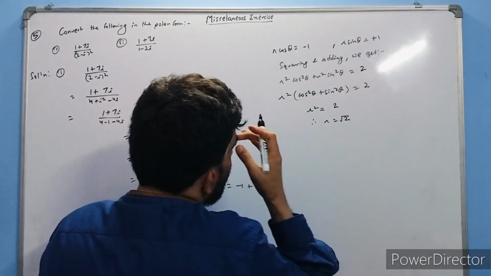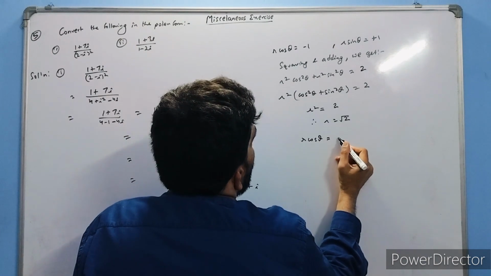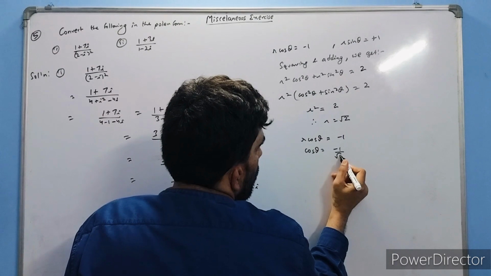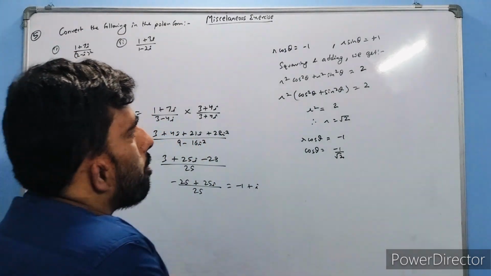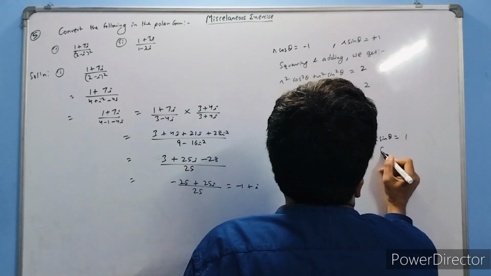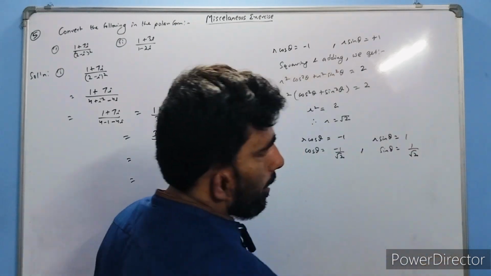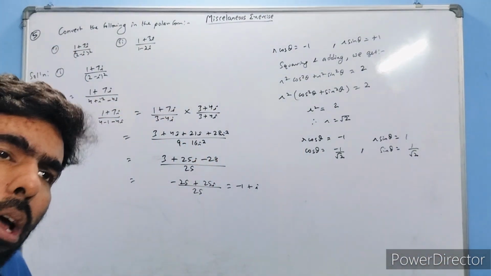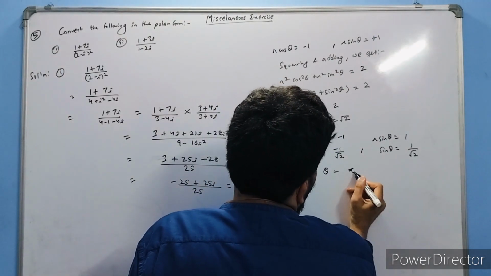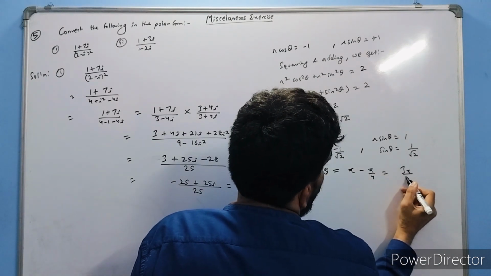Now let's try to find the angle. We have r cos theta is equal to minus 1, so cos theta is equal to minus 1 upon root 2. And if I apply r sin theta is 1, we have sin theta is equal to 1 upon root 2. We know that in the second quadrant sin is positive but cos is negative. So the angle theta will be pi minus pi by 4, that is 3 pi by 4.